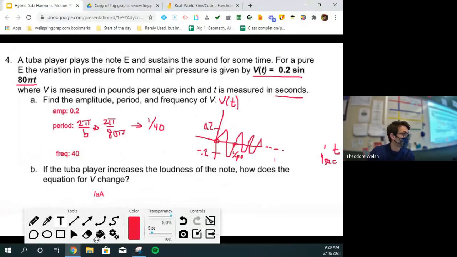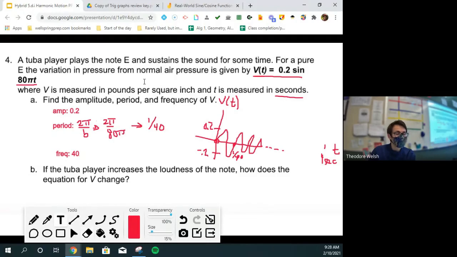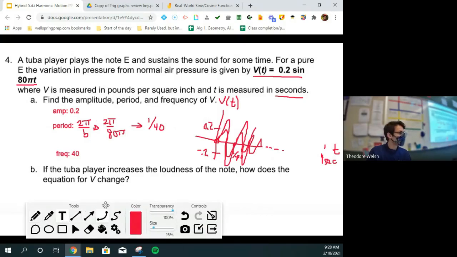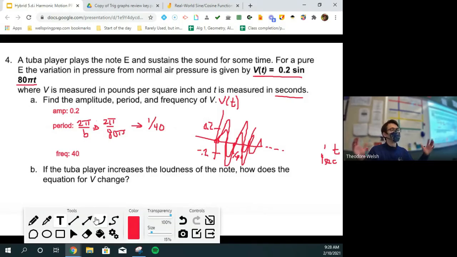That's correct. So our V of t represents pounds per square inch of air pressure. So if we want to have a louder note, it means we're going to have to play our tuba louder. We're going to have more air pressure. So our amplitude will shift. Our peaks will get higher and higher. Because we're playing the same note, that doesn't mean the period and frequency will adjust. Because if we elongate it or shrink it, it's going to give us a different sound. So the only thing that will change is the amplitude will increase.